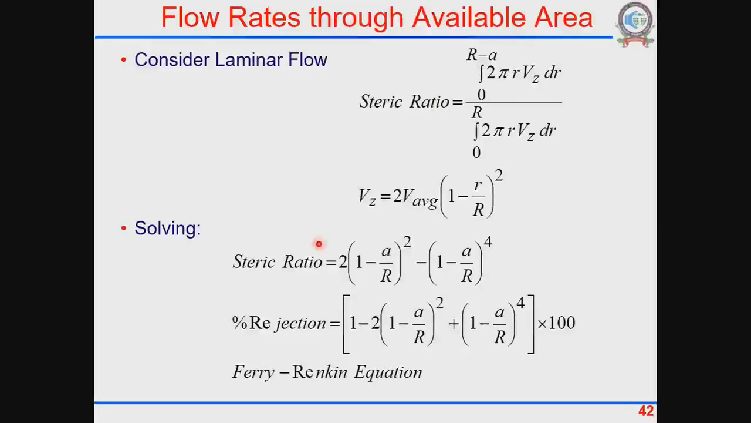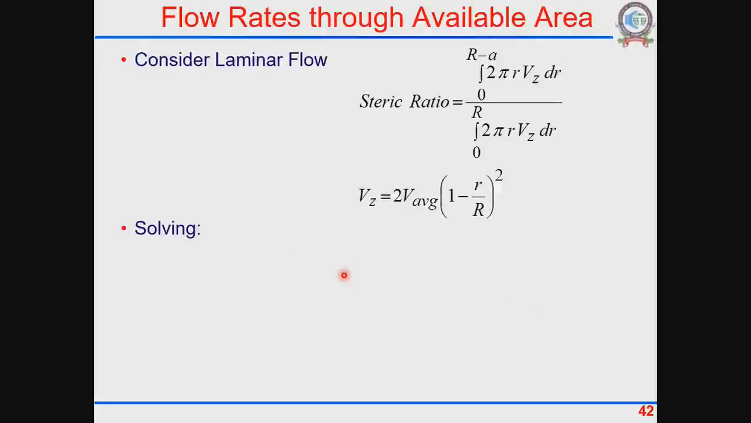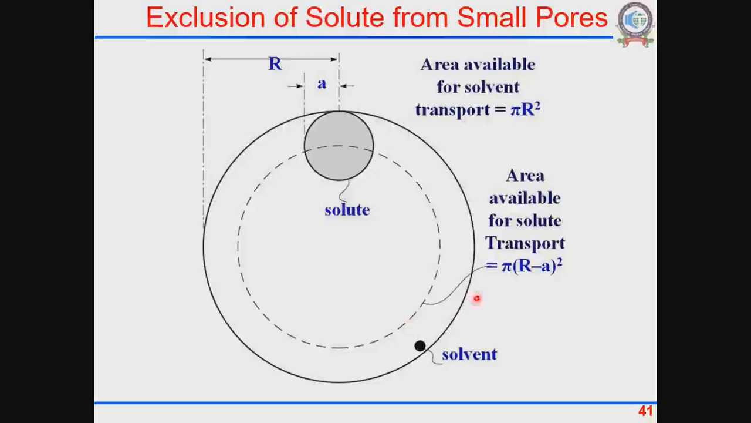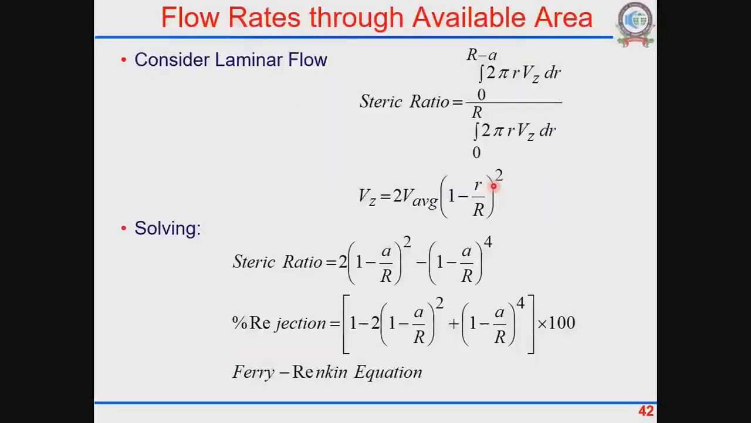Okay, so what you will find is the steric ratio is given by this expression. What this means is that if I allow solute only to go through this area versus through this whole area, that tells how much solute is rejected by the membrane. So percent rejection would be (1 minus this steric ratio) times 100. So I will get an expression for percent rejection of the solute. This equation is called the Ferry-Renkin equation.